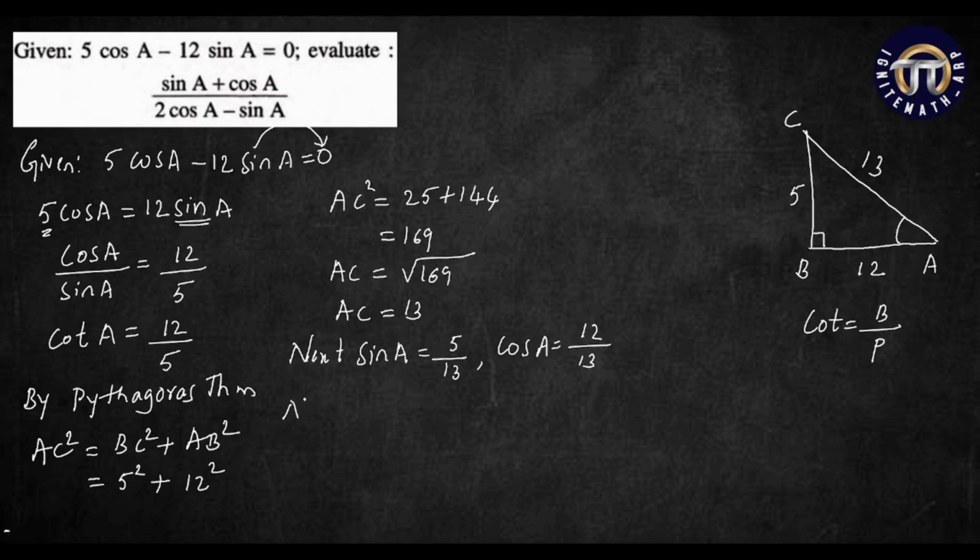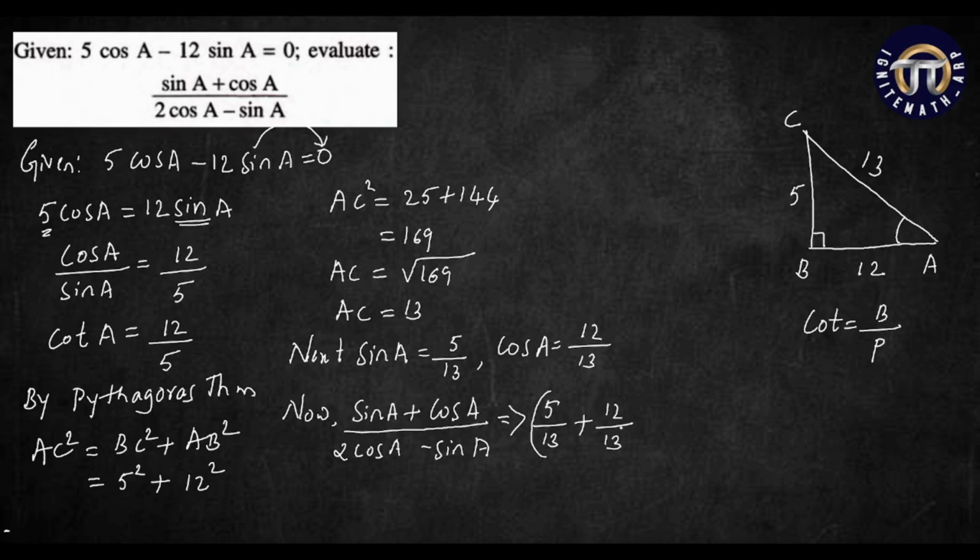Children, pay attention. So now I am going to consider what I am supposed to find out. So sin A plus cos A divided by 2 cos A minus sin A. So over here, what can I write? Sin A is 5 by 13 plus cos A is 12 by 13. You can write like this also, divided by the denominator. See, 2 cos A, 2 into 12 by 13 minus sin A, minus 5 by 13.